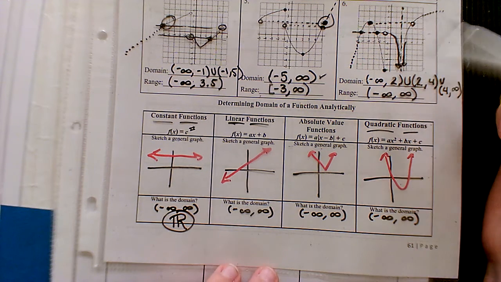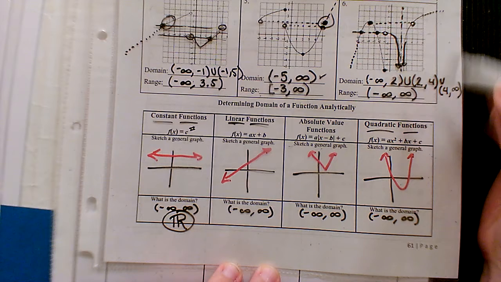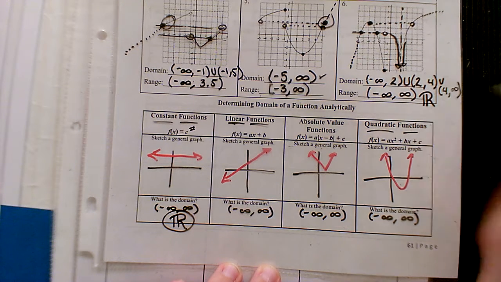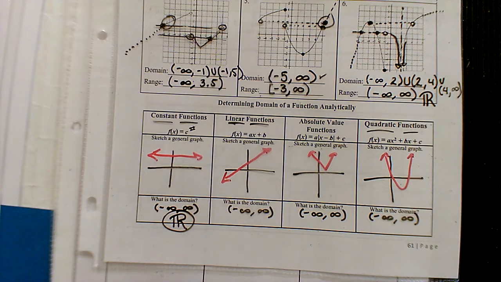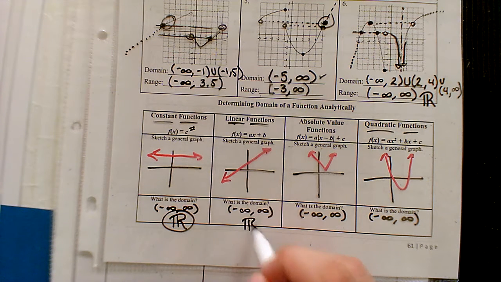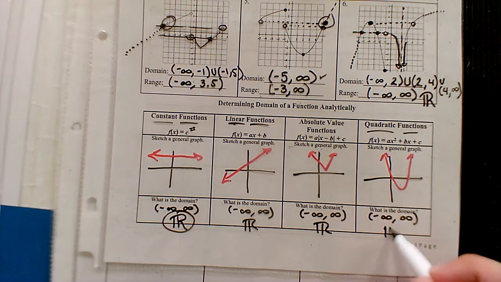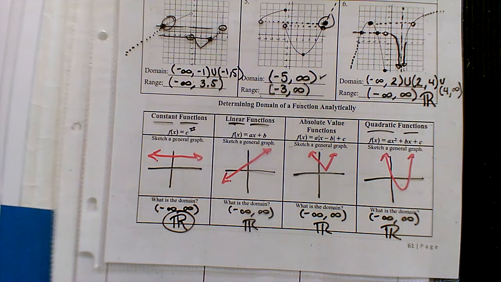For instance, on our last graph over here, the range was negative infinity to positive infinity. If you just wanted to write the double-stemmed R, that would have been fine as well. So all of these are all real numbers. You can pick any x value and you would get out a y value. Those are nice simple ones.